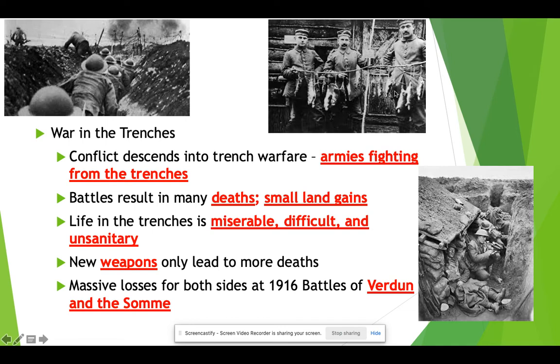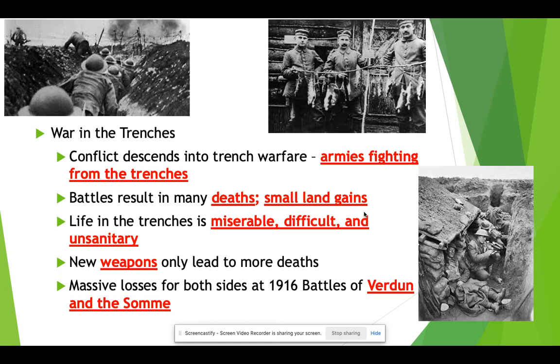On Monday, you're going to actually become officers and explore what it's like living in these trenches and having to make decisions. We definitely are going to see a lot of deaths and very small land gains, which is something that they weren't anticipating. We have these industrialized nations that have weapons that they'd never used before, but they are still using the same military strategy as past wars, and that's not going to be successful here.